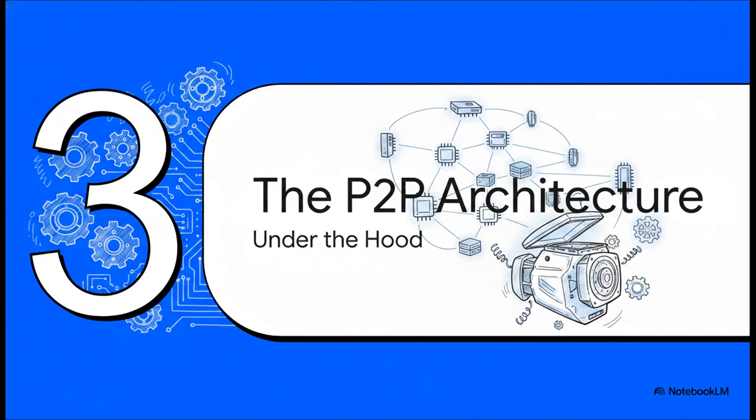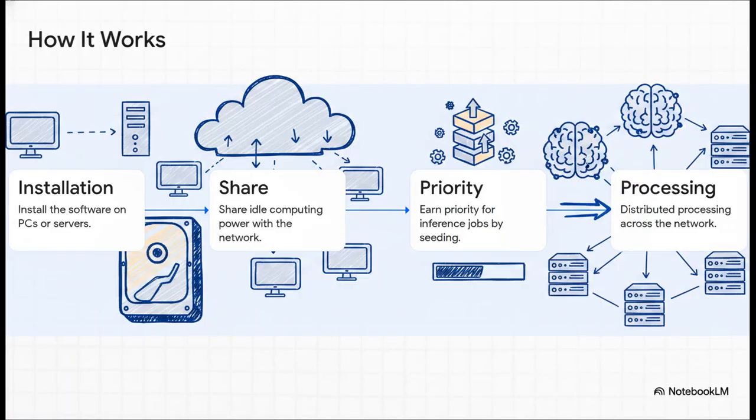Moving on to Section 3, the peer-to-peer architecture. So how does it actually work? Well, the workflow is pretty straightforward. First, users install the software on their everyday PCs or servers. Then, they share their idle computing power. Next, in a really clever mechanism inspired by BitTorrent, users earn priority for their own inference jobs simply by seeding. And finally, the processing is distributed entirely across the network.